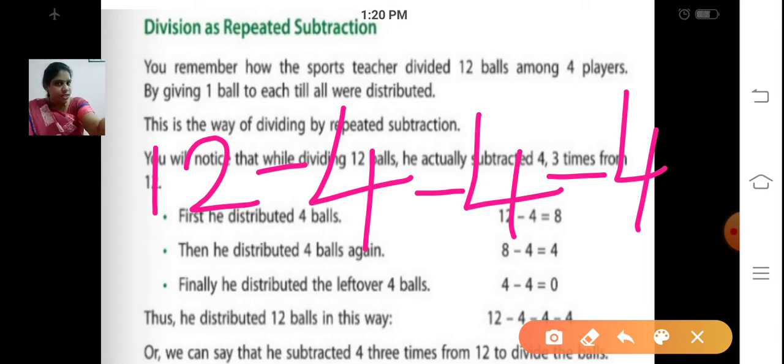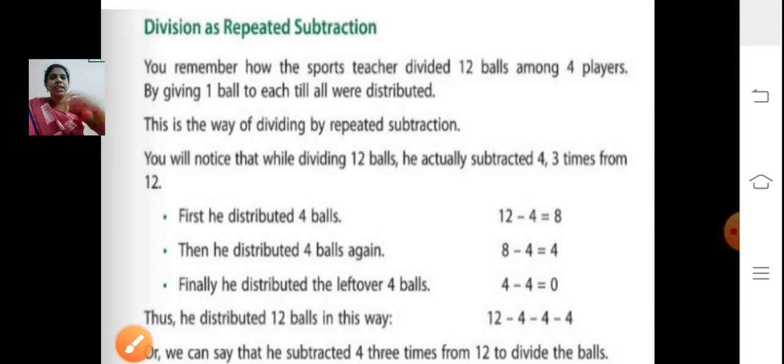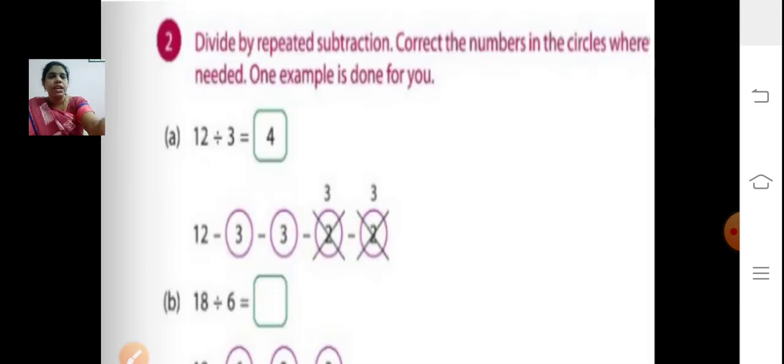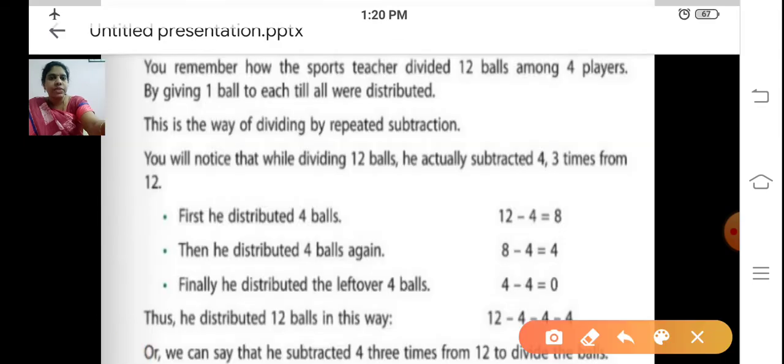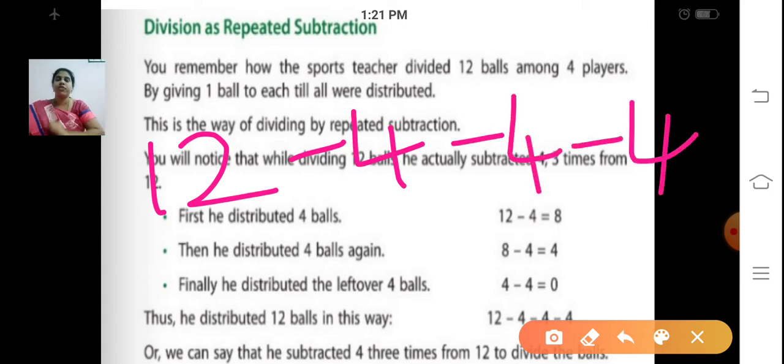So 12 minus 4. Again you subtract 4, then subtract 4. How many times have you subtracted 4? Just see this number. 12 minus 4, minus 4, minus 4. How many times have you subtracted 4? 1 time, 2 times, 3 times. We have subtracted 3 times, right?